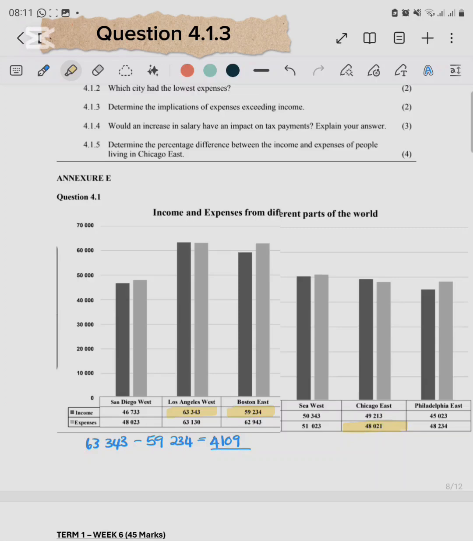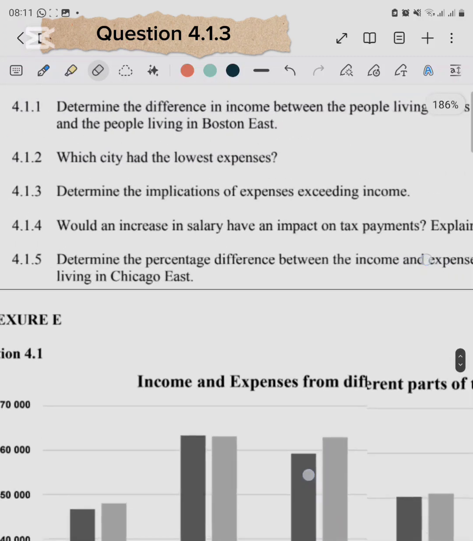Then they say determine the implications of expenses exceeding income. I don't actually like the word determine. I would rather say explain the implications of expenses exceeding income. But determine is more suggesting calculation. You don't actually have to calculate in this. You just have to talk about what would be the implications.